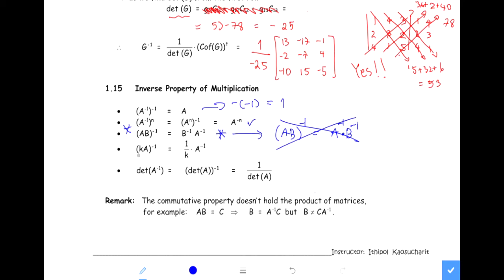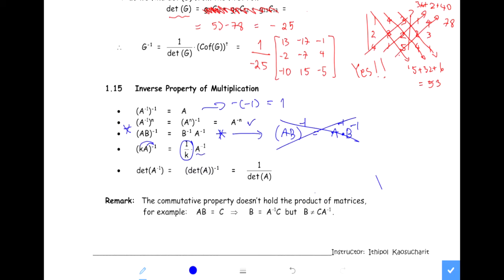So next one, k times A, and all of them inverse. K is a constant, k is a scalar. So it comes out to be like this. This one is so simple: -1 goes to k, and -1 goes to A. So k power minus 1 is just 1 over k, times A inverse. This one is so simple, straightforward, right?